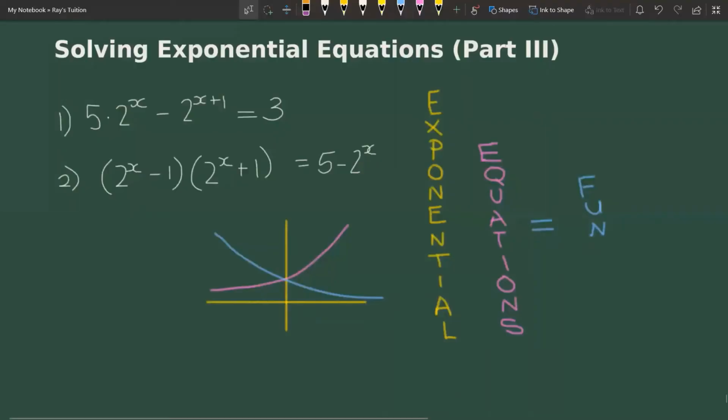Everybody, and welcome to the third video on solving exponential equations. In this video, we have a look at more complicated exponential equations, which would require some of the techniques that I learned earlier. So let us begin with the first one.